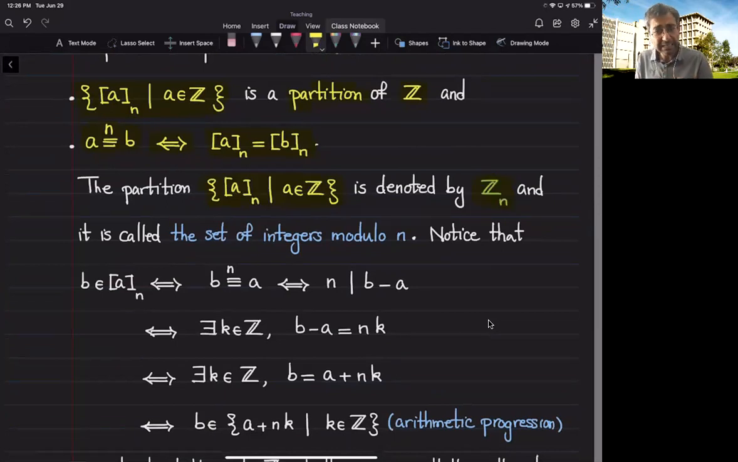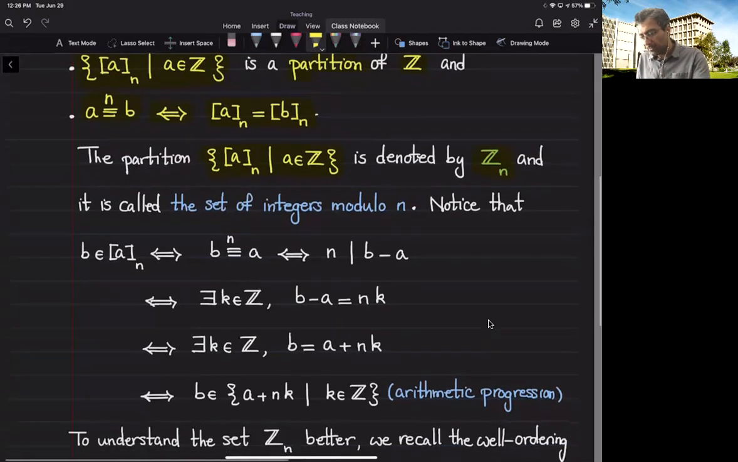Okay, in order to understand this Z sub n better, let's start with one observation. So I want to understand this partition better. This means I want to pick an integer A, and I ask myself, what can I say about the mod n residue class of A?